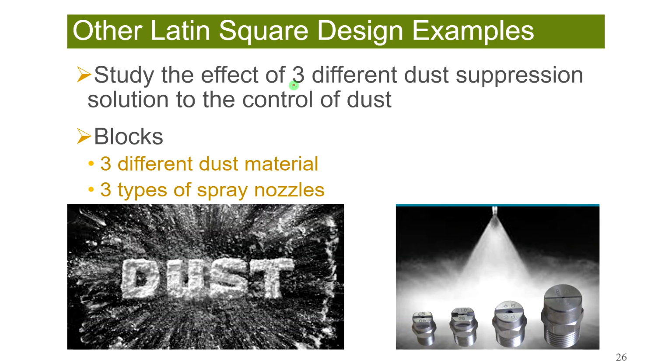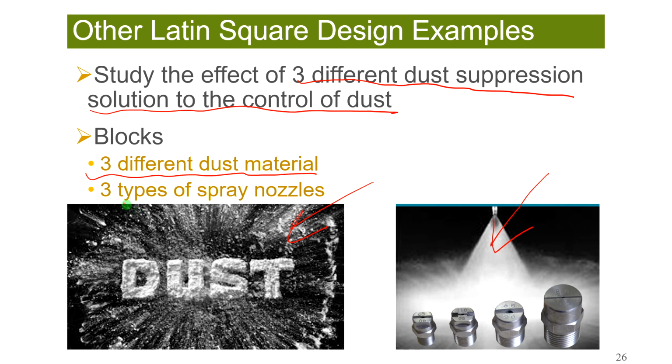In another example, if you would study the effect of 3 different dust suppression solutions to the control of dust, there are different dust materials and you can spray them with different types of spray nozzles. So we can use 3 different dust materials and 3 types of nozzles as the row and columns in the Latin square design. Okay. Hopefully, after watching this video, you can apply the Latin square design to your research.